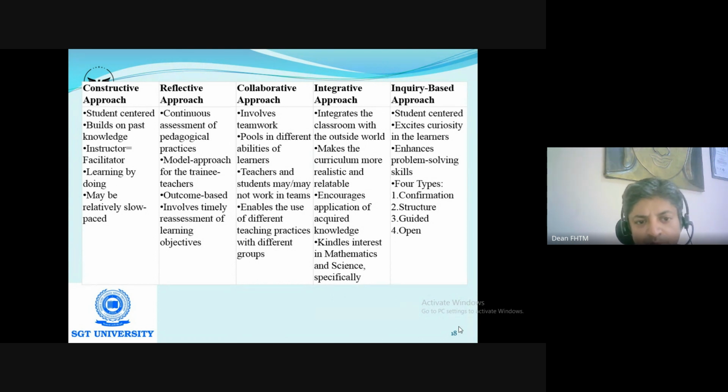The inquiry based approach is student centered, excites the curiosity of the learners, enhances problem solving skills. And there are four types: confirmation, structure, guided, open, whichever one you like, where you have multiple solutions and you want to confirm which is the one, or they need to come up with the right structure, or you can go about it in a guided form, taking from one step to another, or an open one where at the end of it you discuss, and usually case studies which are open ended can be used in this approach.